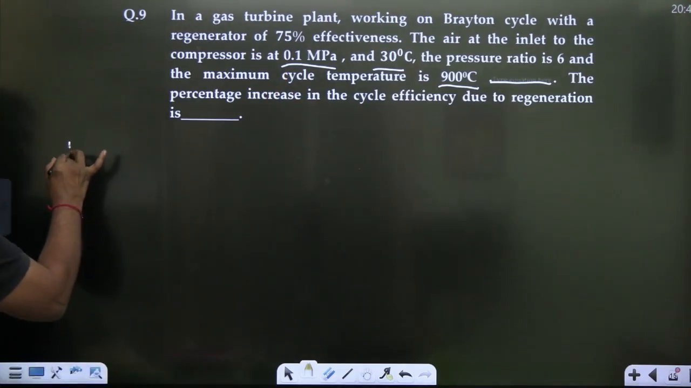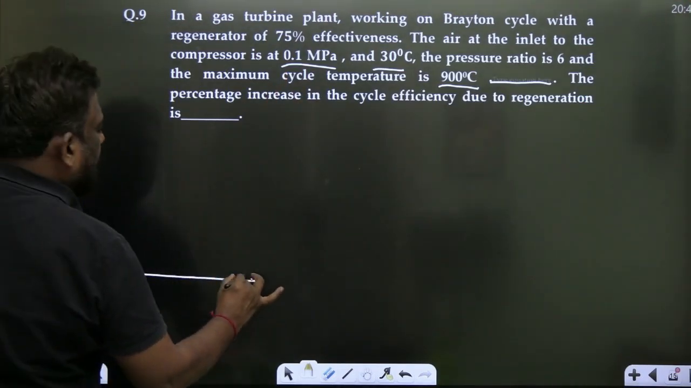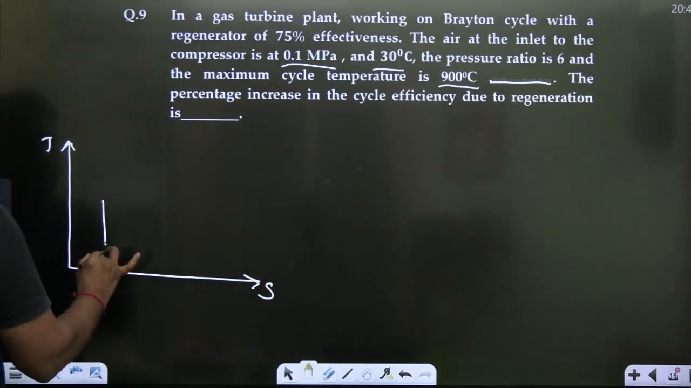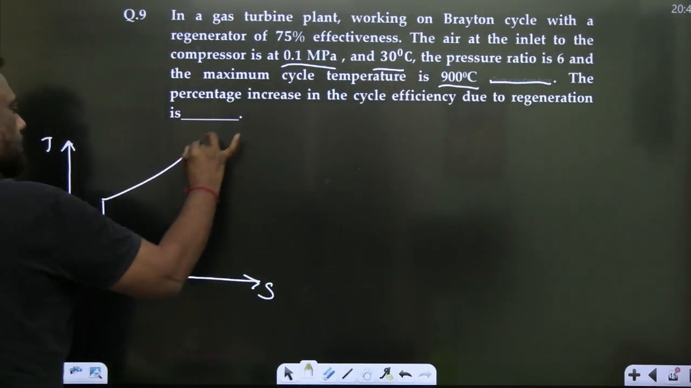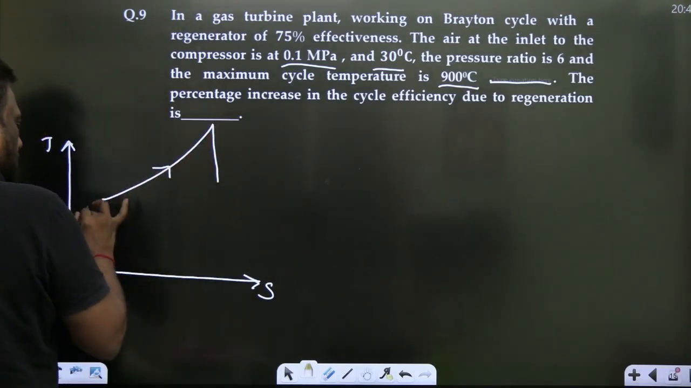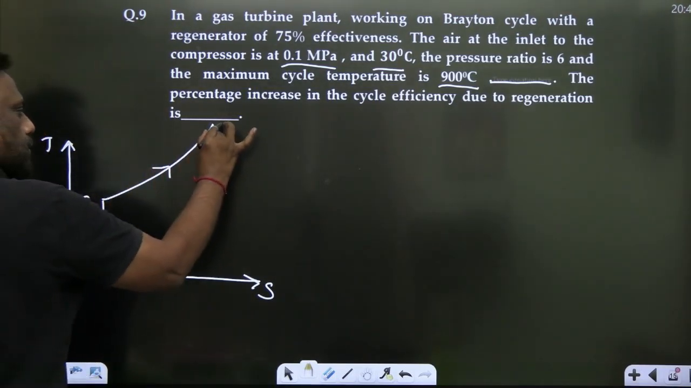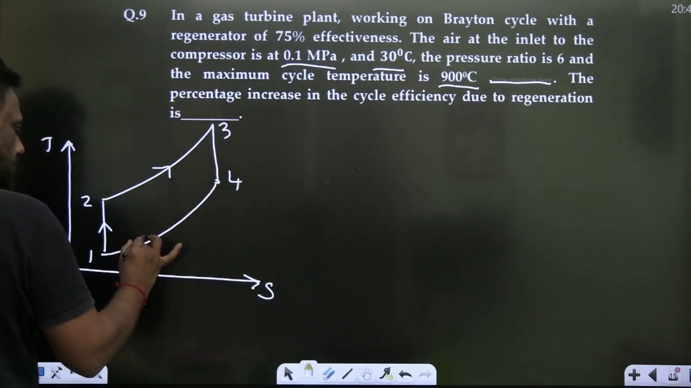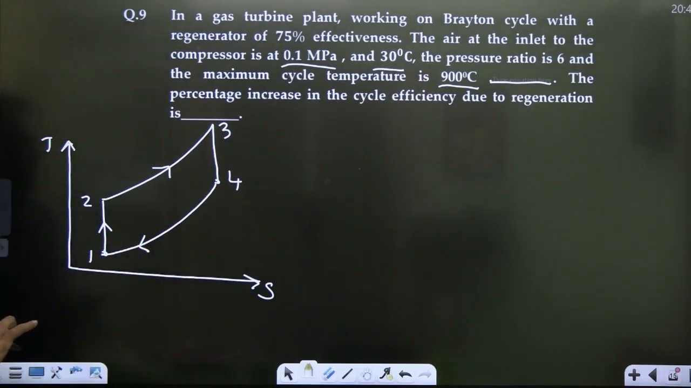So let me draw the cycle. He has not given any isentropic efficiency, so let us assume a simple cycle. Isentropic compression, constant pressure heat supply: 1 to 2, 2 to 3, 3 to 4 and 4 to 1. Okay sir, very good.